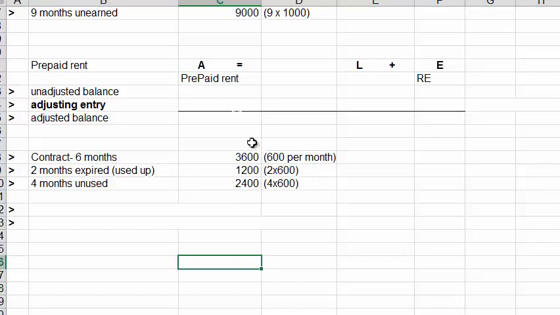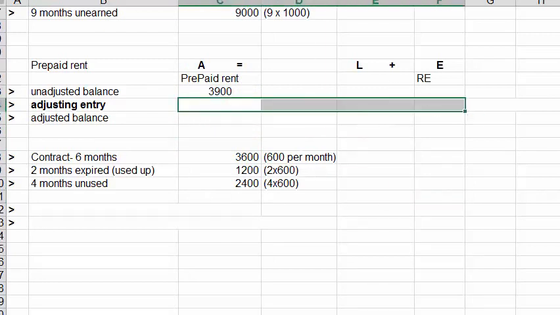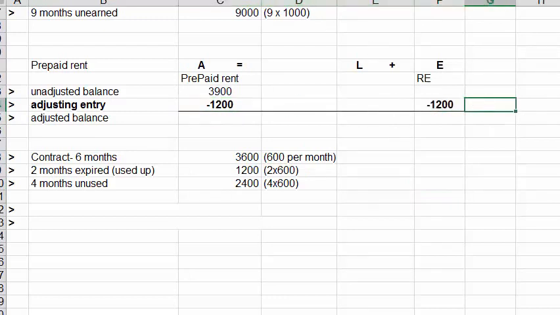What students often do is jump to the $1,200 and record rent expense of $1,200 as their adjusting entry. Let's do that and see where we end up. The prepaid rent account has $3,900 in it. If we record our adjusting entry as a reduction to prepaid rent of $1,200 and our rent expense of $1,200, does that accomplish what we wanted it to accomplish? Well, if you do the math, after we reduce prepaid rent by $1,200, we still have $2,700 in that account. And that's why I told you in the previous section that you want to audit this balance sheet account and really focus on getting this right.